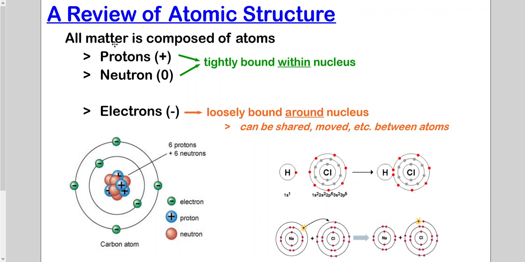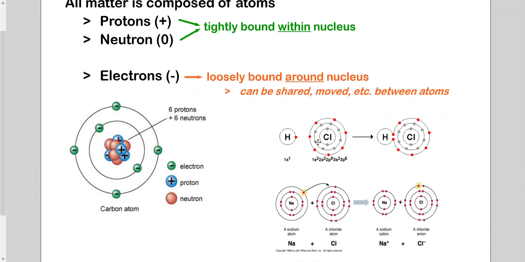Because of that, the number of protons and neutrons in an atom doesn't really change. It's the same number. What does change about an atom is the number of electrons that it has. And electrons can be shared or moved in between atoms. Like in chemistry, you might remember HCl. In this case, the hydrogen atom has an extra electron and chlorine is missing one, so they bond together, right? That's a chemical bond where they're sharing those electrons.